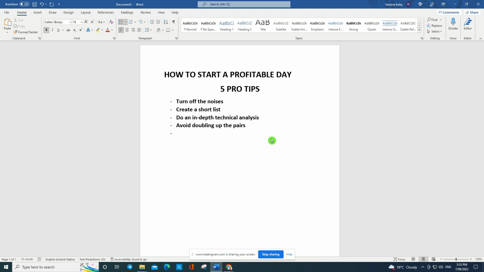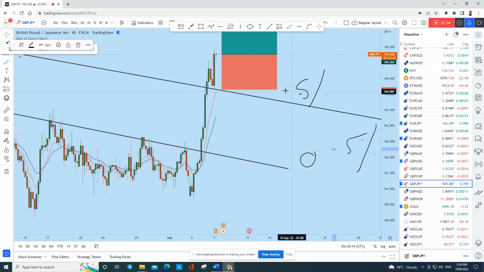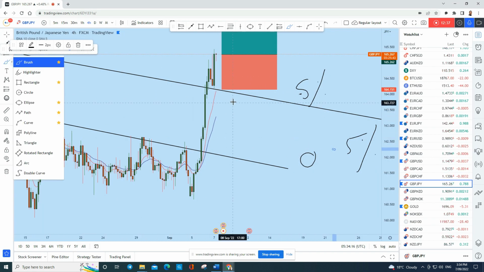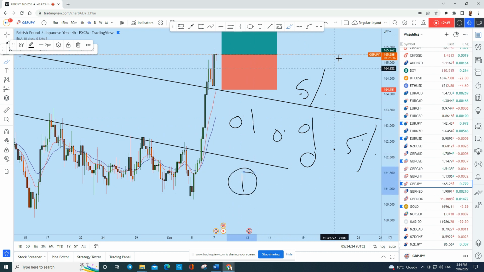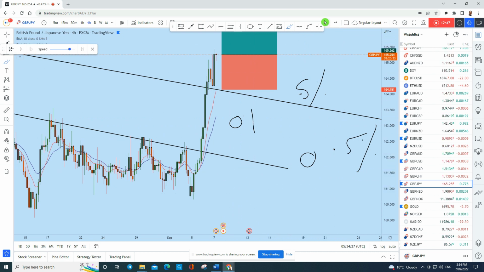The fifth tip to start a profitable day is to manage the risk properly, so doing the proper lot sizing. Lot sizing is very, very important. I saw that most traders just buy or sell randomly, let's say 0.1 lot or 0.01 lot or one lot, without doing proper risk management, guys. And it's very, very important.